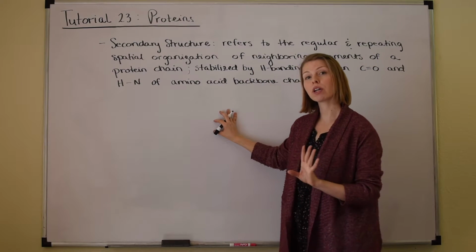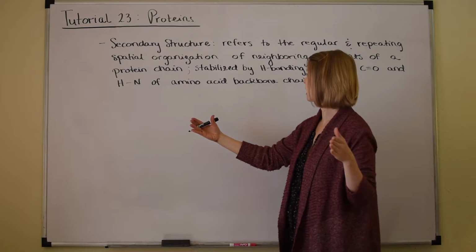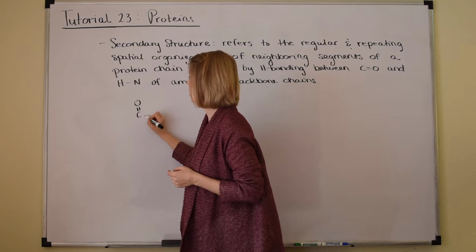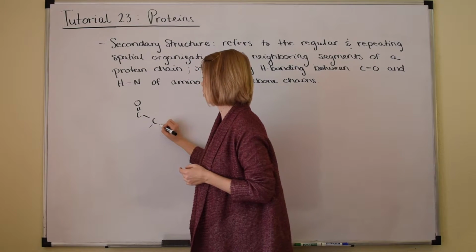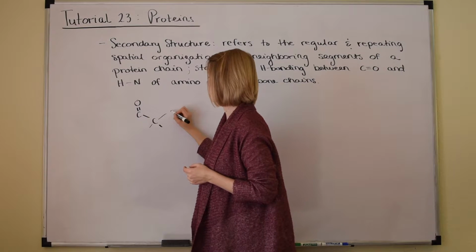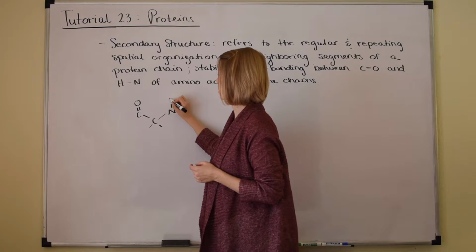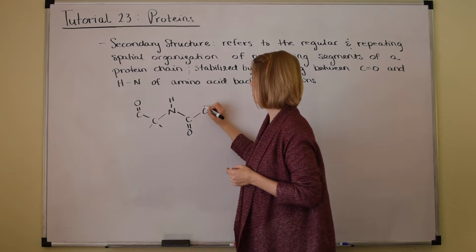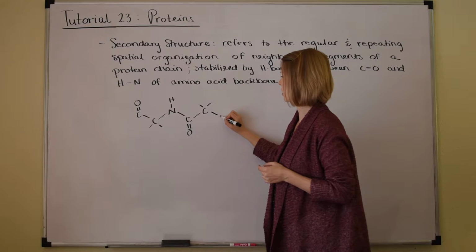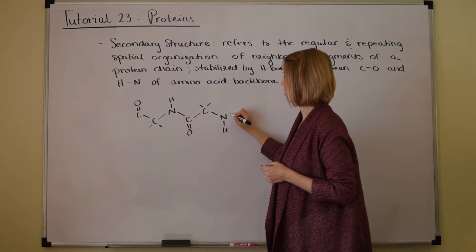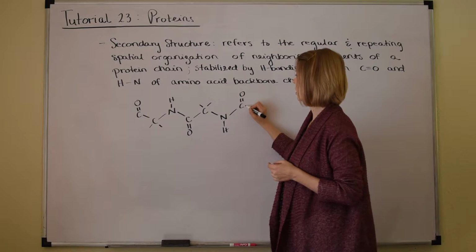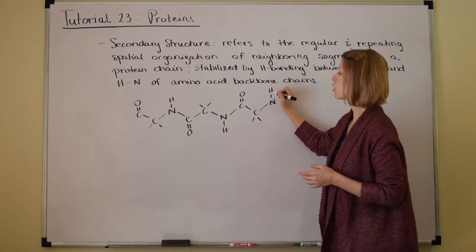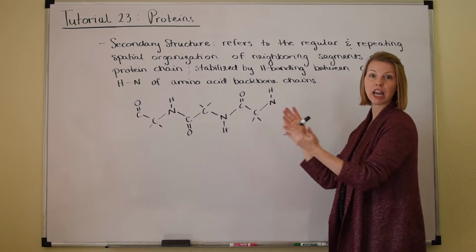So the backbone of any protein chain will be carbonyl, alpha carbon, nitrogen. Carbonyl, then the alpha carbon, and then the nitrogen. Carbonyl, alpha carbon, nitrogen. Okay, that's the repeating backbone chain.